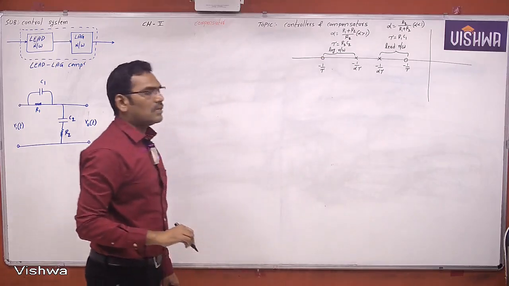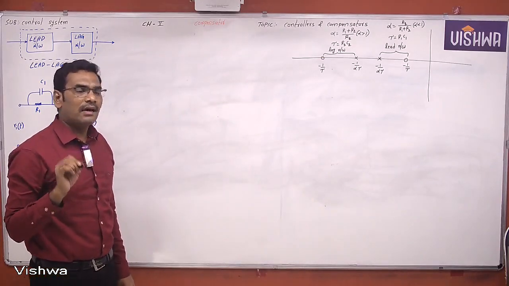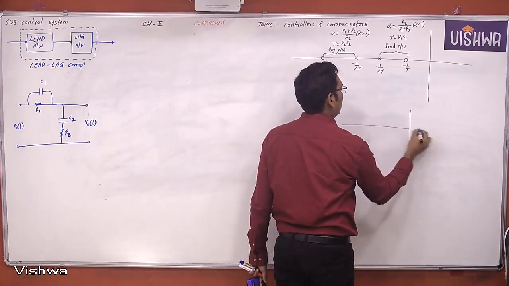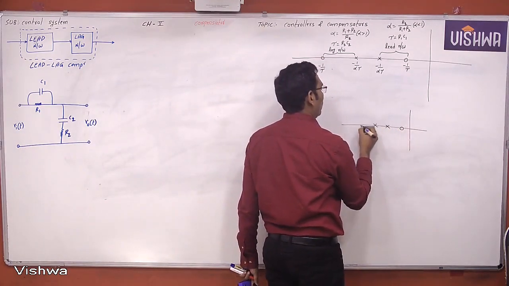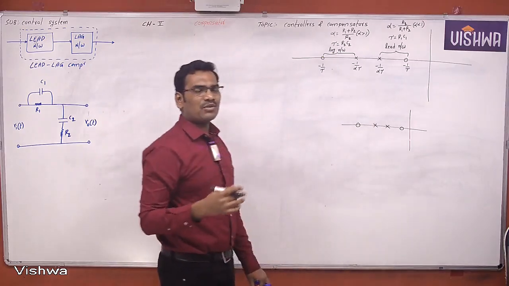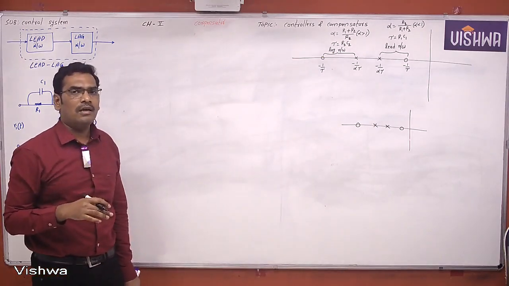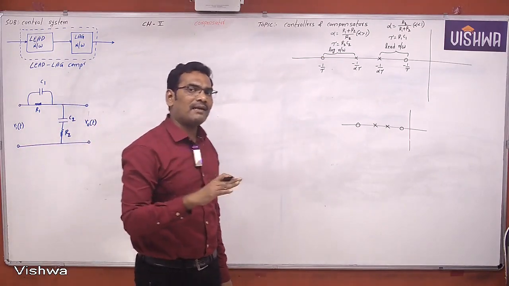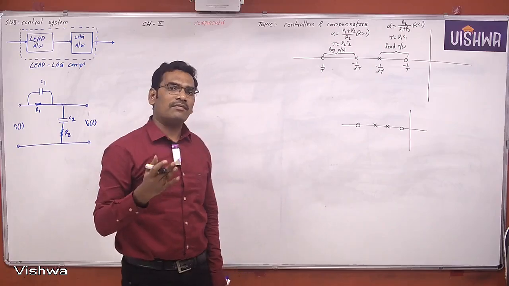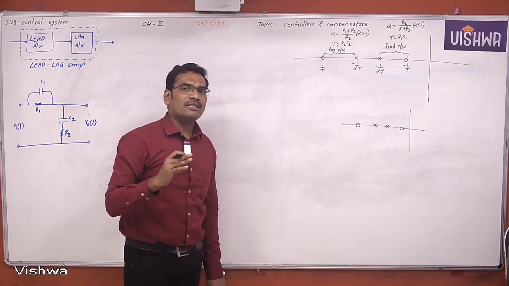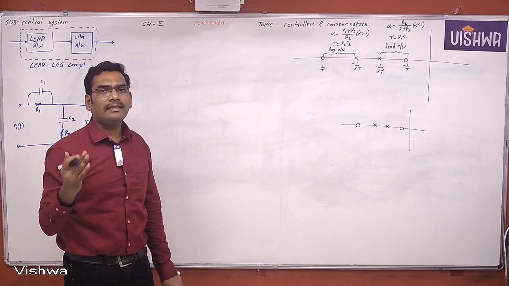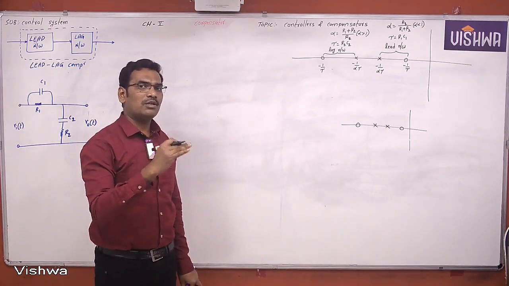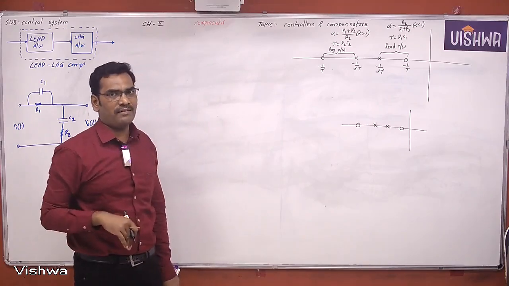Now this is the pole zero sequence of the lead lag compensator. What is the pole zero sequence of the lead lag compensator? Zero, pole, pole, zero. A number of times this question is asked in different competitive examinations. What is the pole zero sequence of the lead compensator? Of the lag compensator? Of the lead lag compensator? Of the lag lead compensator? Like that the questions come, with options like zero, zero, pole, pole; pole, zero, zero, pole; zero, pole, pole, zero. Like that the options are available. Okay.